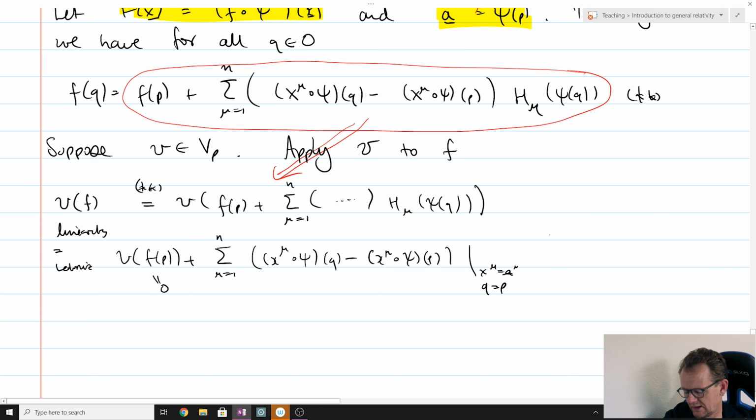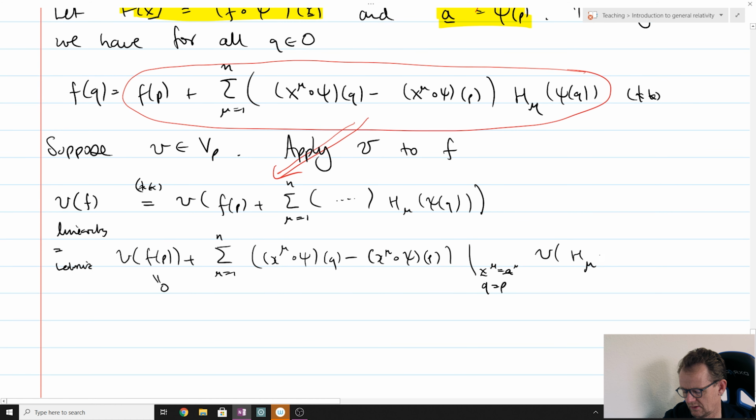Setting Q equals P, or x equals a, and then we apply V to the scalar functions h mu. But then the other part of Leibniz comes along and says, now we have to evaluate the h mu scalar function at P and then apply V to that coordinate stuff. And here I will start using the Einstein summation notation a bit more frequently to avoid writing out these summations all the time.